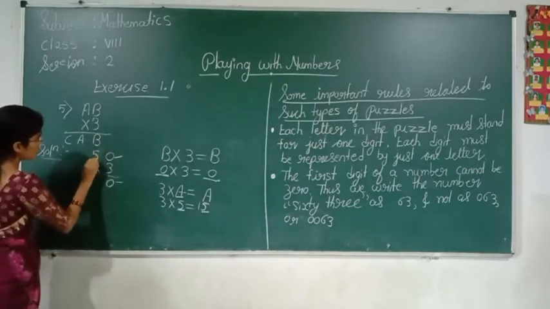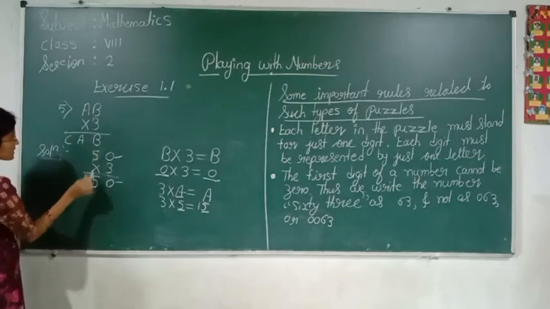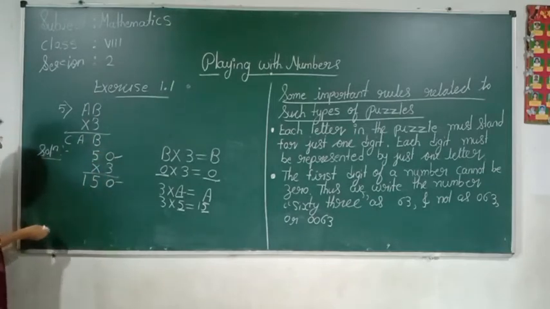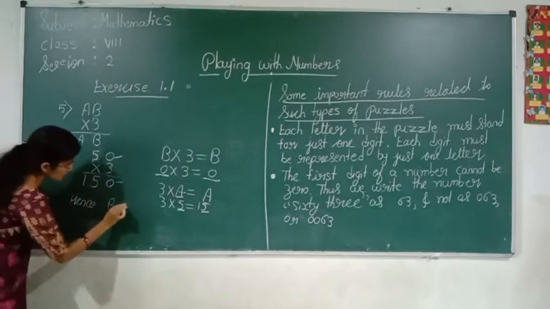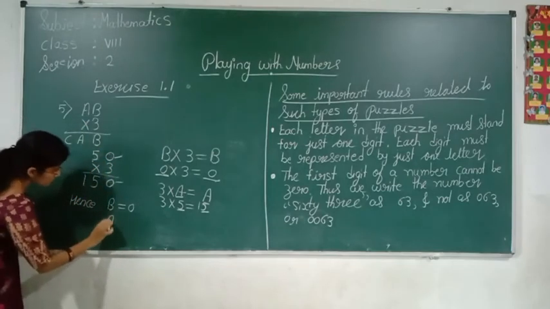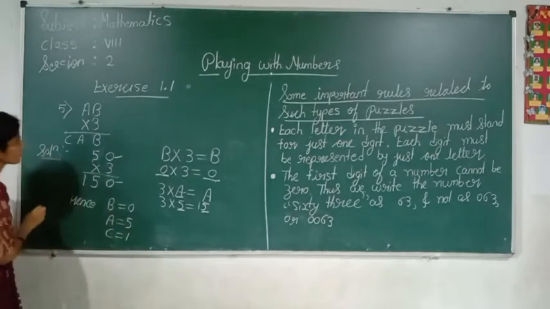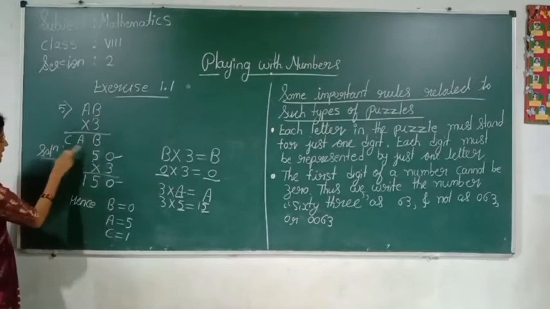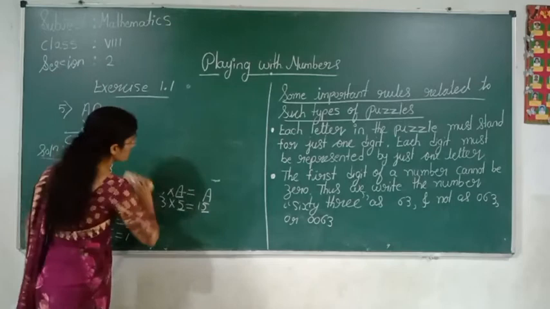Now see here, 5 3s are 15. Here A is the same, here 5 is the same, B is the same, C is 1. Hence what we can write? Hence B is equal to 0, A is equal to 5 and C is equal to 1. Okay. Next we'll see the next problem.